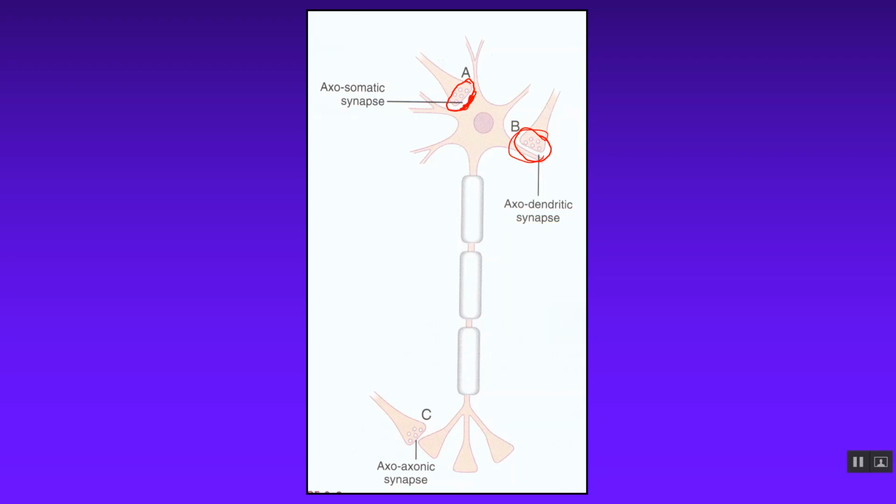So axodendritic are probably by far the most common interaction you're going to see between two neurons. But then we also can have an interaction down here. It's called an axo-axonic. So right there at that terminal bouton, that presynaptic terminal, you can have another presynaptic terminal that directly influences this other presynaptic terminal. And we'll talk about the concepts of presynaptic facilitation and inhibition.